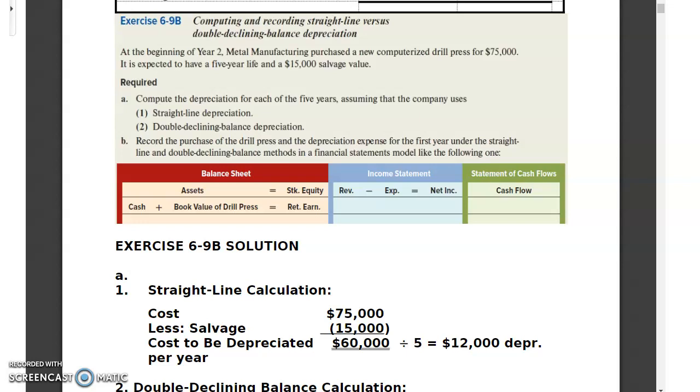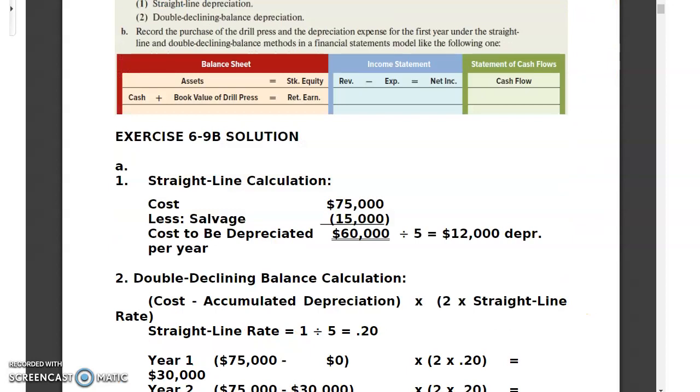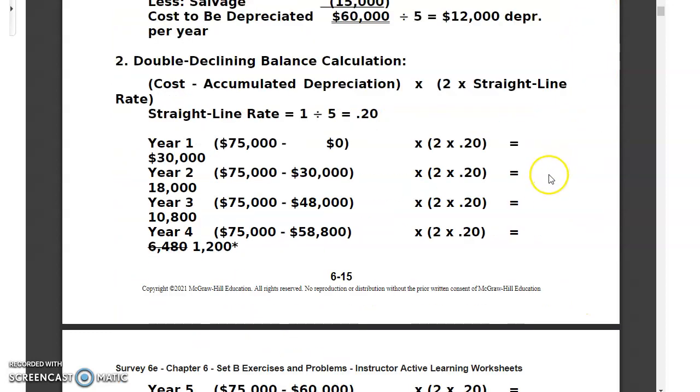Okay, double declining balance. I'm going to scroll up a little bit here. All right, same asset. When we do double declining balance, we do not deduct the salvage value. Because we are declining in the balance each year, we never get to zero with double declining balance. So we just depreciate until we get down to the salvage value.